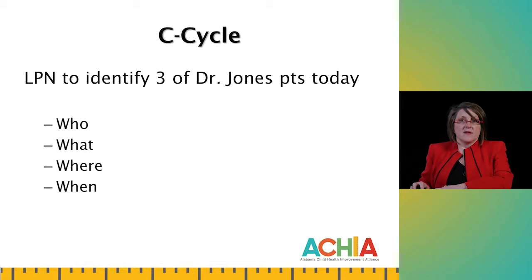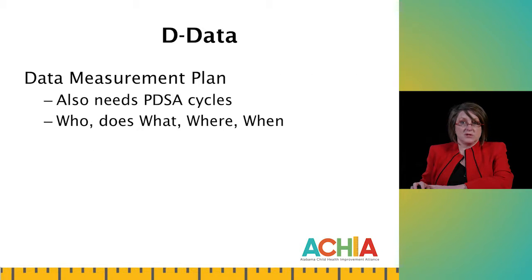Now, when we make that plan, the LPN to identify 3 of Dr. Jones's patients today, we need to make sure that we are including who, the LPN, what, identifying 3 patients, where, we didn't really include that, but we're going to assume that's in the office, and then we also want to know when, which is today. So we've covered A, B, C: aim, background, and change and cycles.